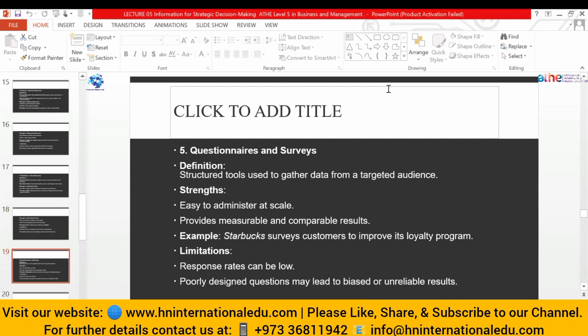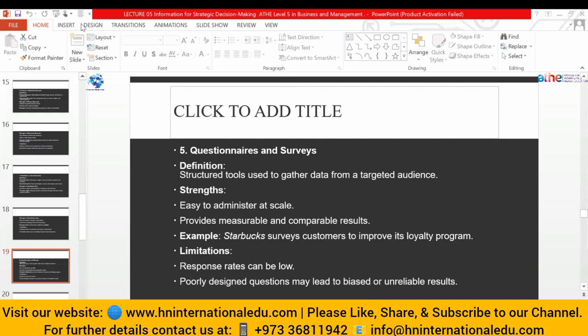Questionnaires and surveys, starting with the fifth one. Structured tools used to gather data from a targeted audience. Again, you're going to target a few people. It could be a focus group. It could be a certain demographic, adults, youngs, or toddlers. And then you're going to apply different techniques on it. With that, you're going to ask questions and surveys to know what they like and dislike.